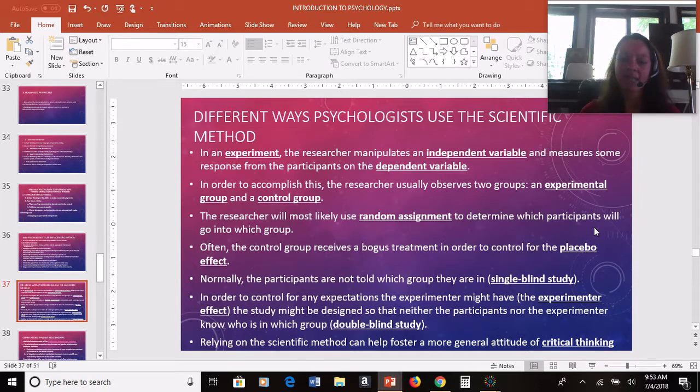And the main thing to note here is this idea of the experimental group and the placebo group, okay? So the control group is your placebo group. Those are the ones that are being tricked so that they can see the effects of whatever it is that we are trying to study.